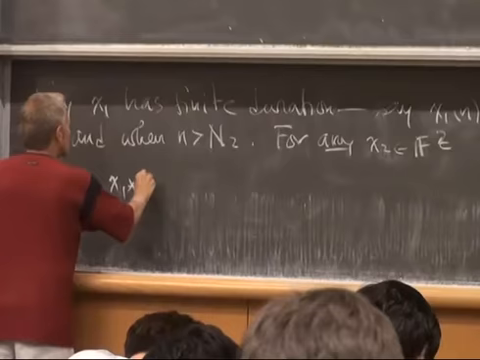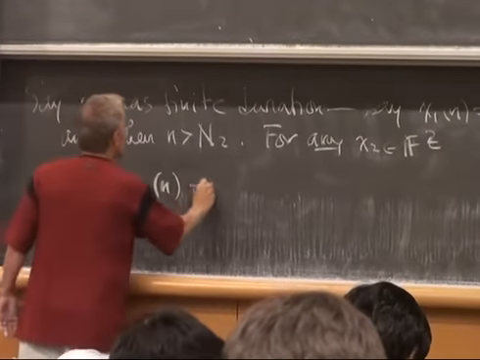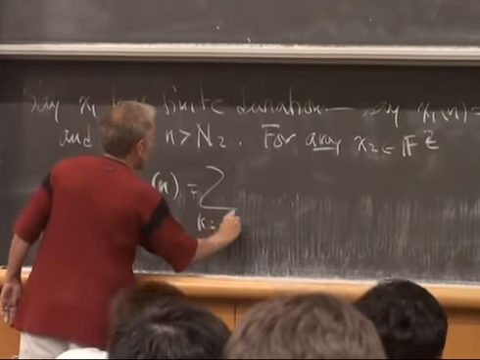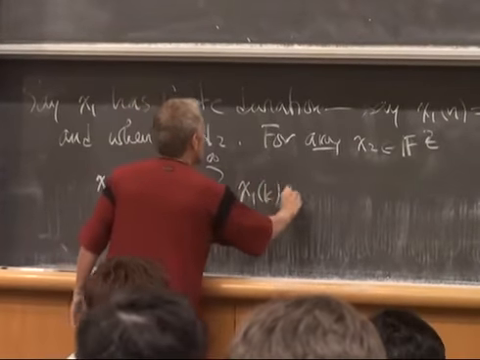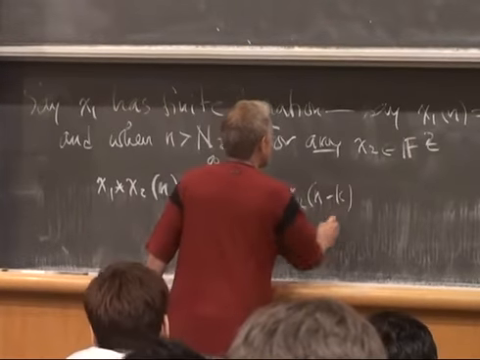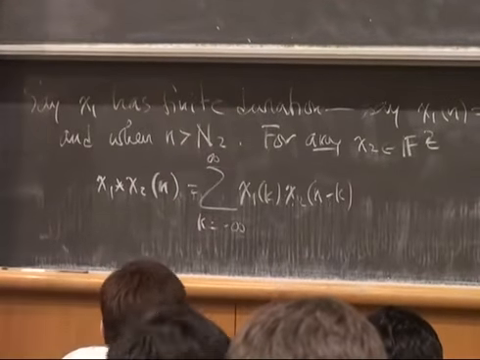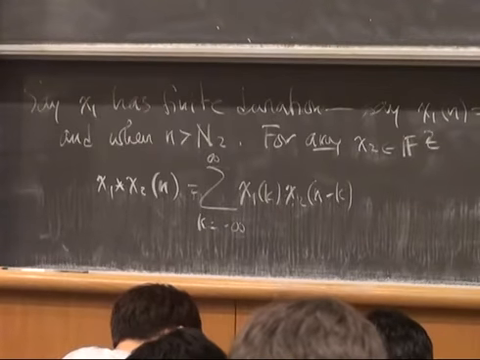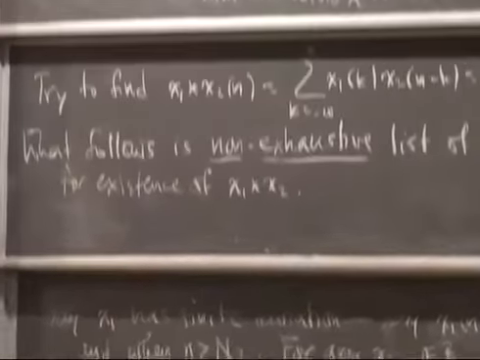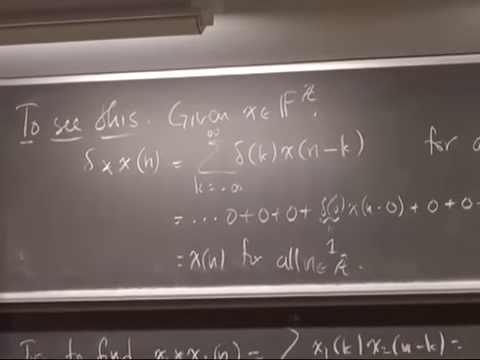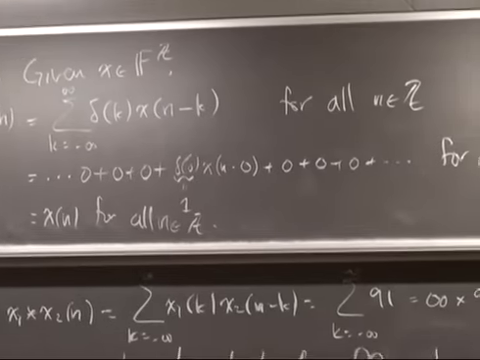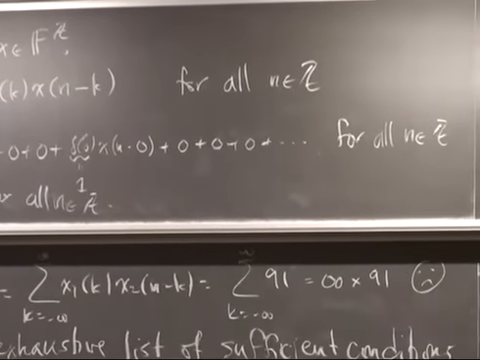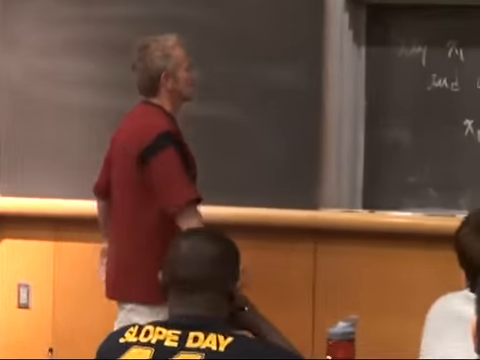x1 convolved with x2 at a time n is going to be the ostensibly infinite sum from k equals minus infinity to infinity of x1 of k, x2 of n minus k. And up there on the top board, we saw a kind of microcosm of this situation. Thank you. We had an ostensibly infinite sum that had only one term in it that was possibly non-zero. What about this ostensibly infinite sum?